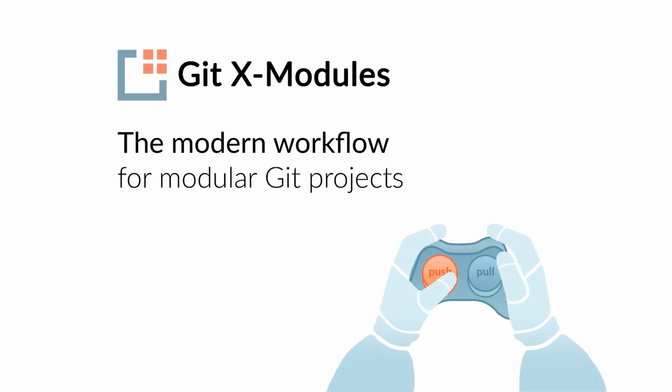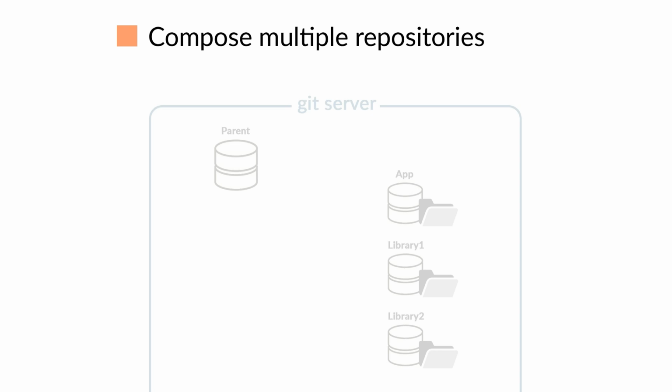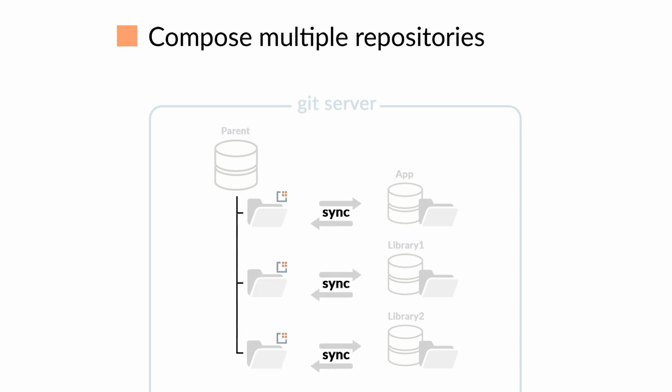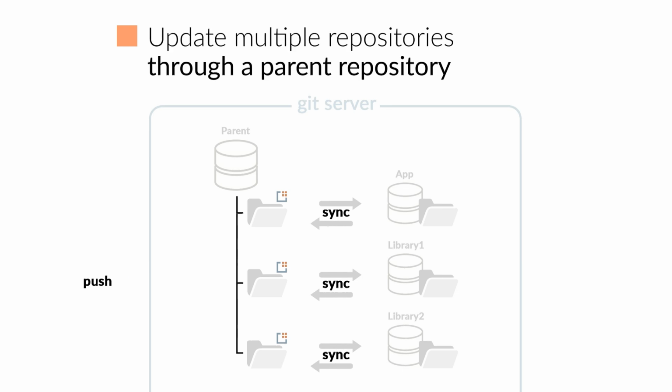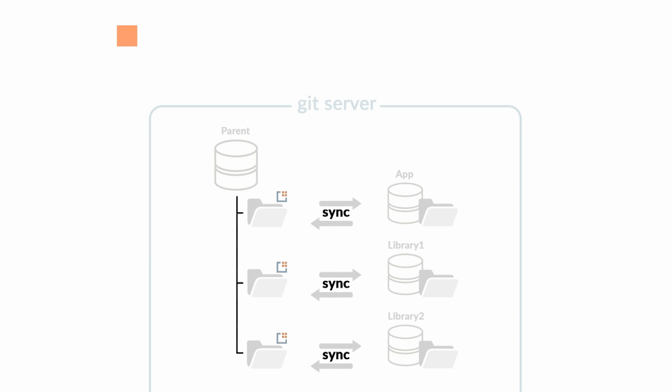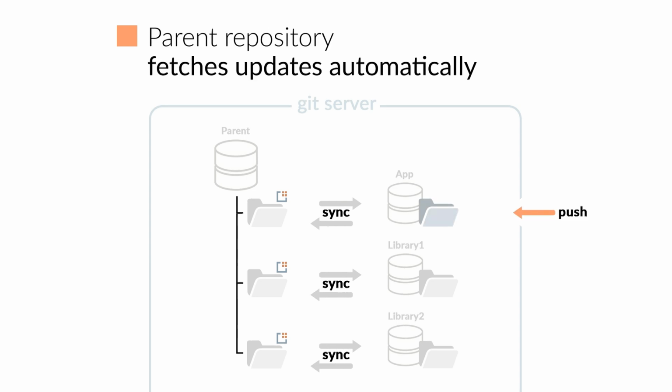Git X-Modules is the modern workflow for modular Git projects. With Git X-Modules, you can compose multiple Git repositories into a single parent repository, leaving the original ones intact. The parent repository is just a regular repository on your Git server. So, by updating this repository, you can update multiple original repositories at once. When an original repository is updated, the parent repository automatically fetches the updates as well.